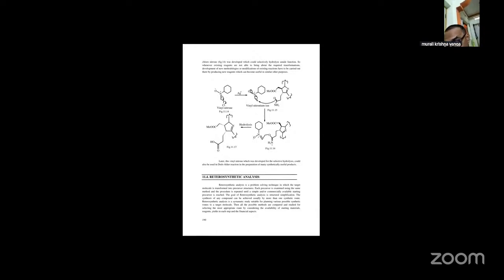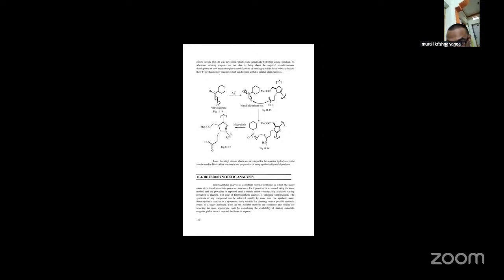Retrosynthetic analysis is a synthetic study suitable for planning various possible synthetic routes to a target molecule. Then all the possible methods are compared and studied for selecting the most appropriate route by considering the availability of starting materials, reagents, yield in each step and functional aspects.